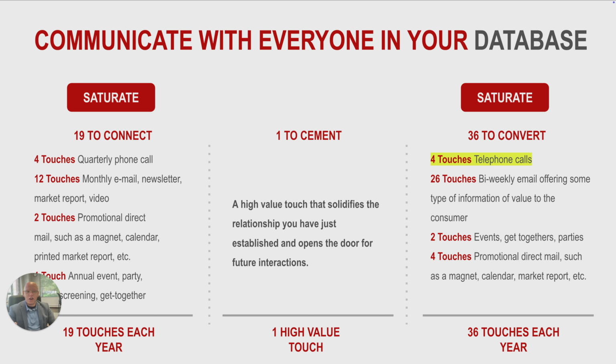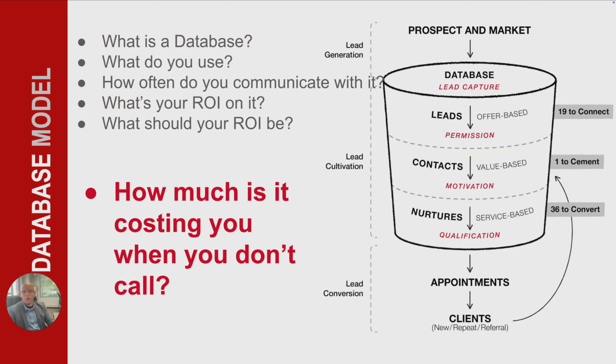Today I want to talk about the 4 touches, the telephone calls. A lot of times people will say, oh yeah, I do a newsletter, or I send this out. When I've talked with agents, everybody says, yeah, you should communicate with them. Then I ask, how often do you do it? Everybody knows that at least 4 times a year, at least once a quarter, you should communicate with them. But my real question for you is, how often is it being done? And when it's not being done, how much is it costing you when you don't call? That's the big question.